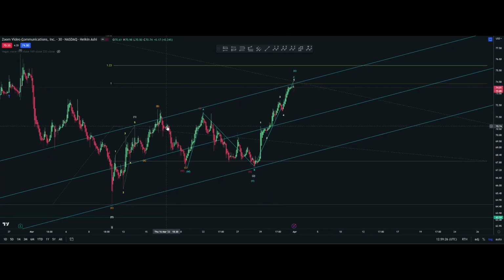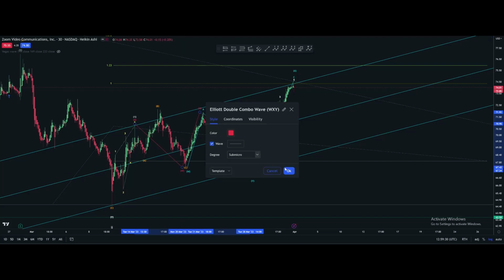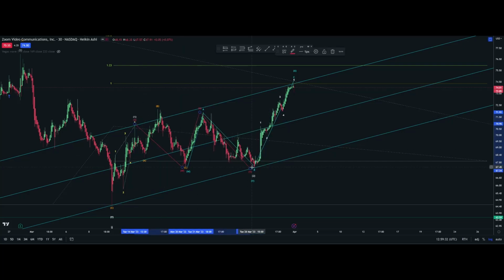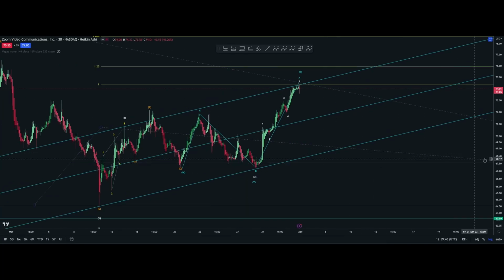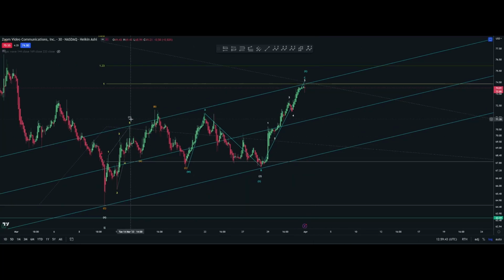Now that's the red count. So red count 1, 2, and now we're having 1 and 2 and off we go. That's the red thingy, so I'm going to delete it, not to bother. And the blue thingy is wave 1 and then A, B, C as a flat as your W, and then A and a B. And this one is not for me.